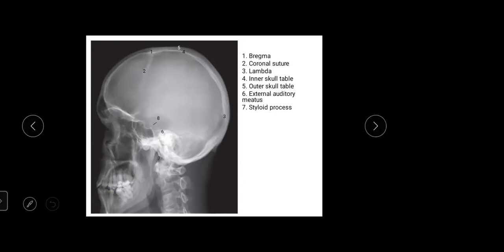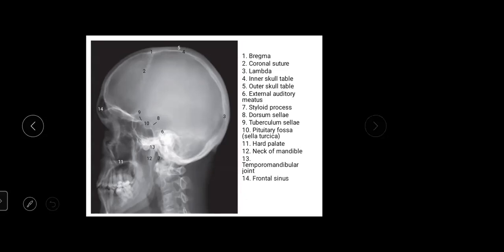Now we will go to the pituitary fossa because it is importantly demonstrated in the lateral projection, in which we see the tuberculum sellae, dorsum sellae, and the sella turcica itself. Also, there is the hard palate and some spots related to the mandibular bone, in which we see the neck of the mandible and the temporomandibular joint. And here we see the frontal sinus, the sphenoid sinus, and the posterior ethmoid sinus or posterior ethmoid air cells.